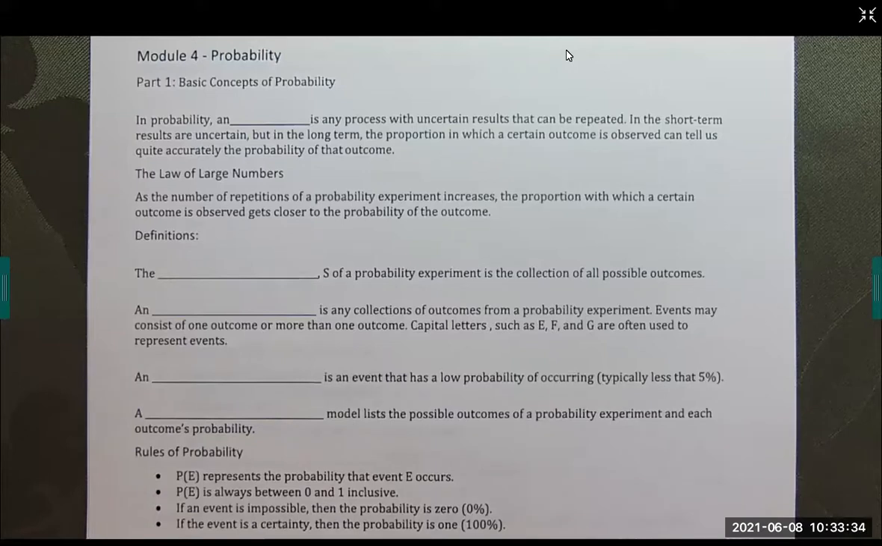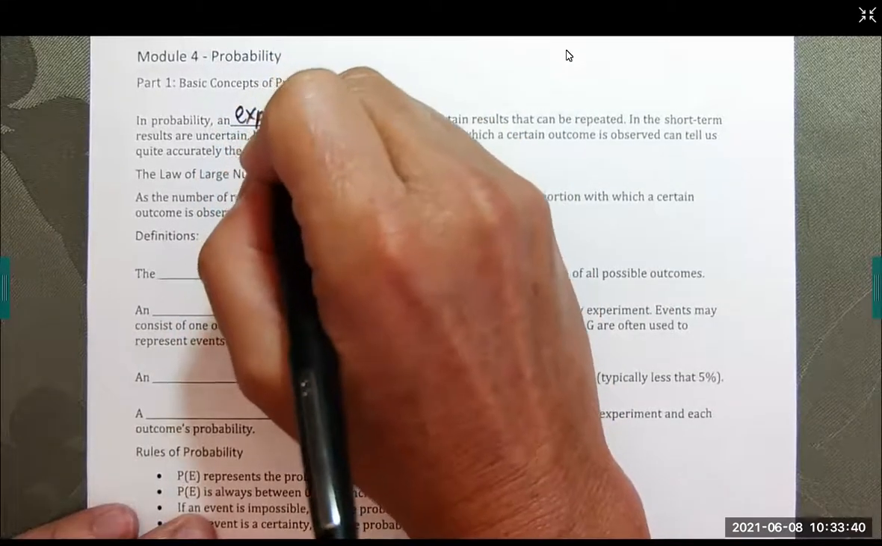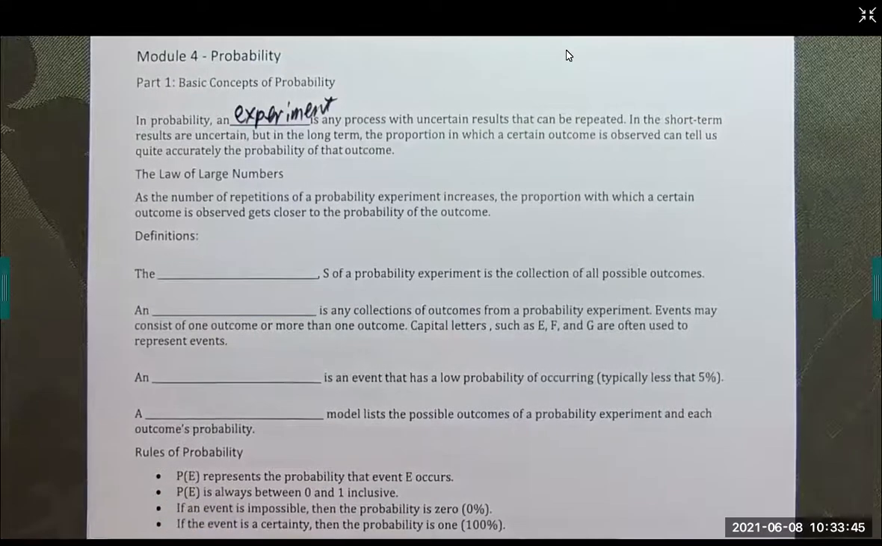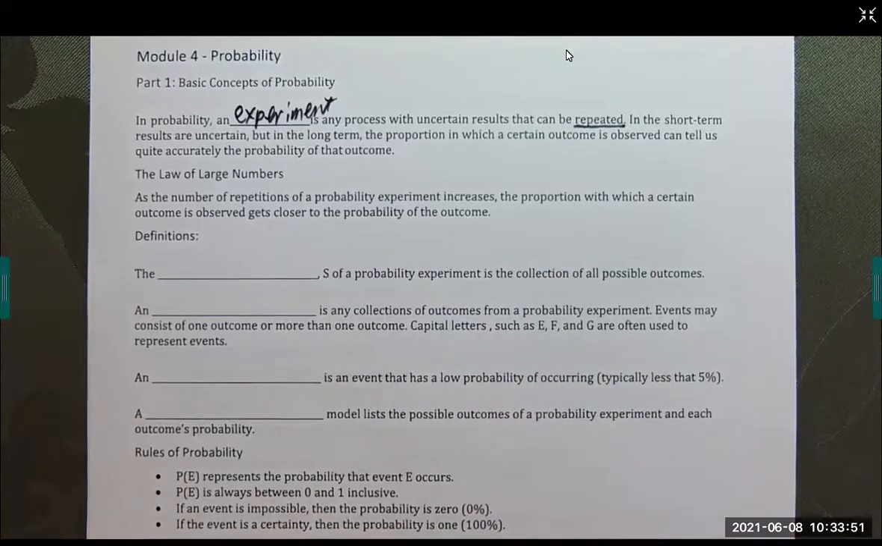The basic concepts of probability. In probability, an experiment is any process with uncertain results that can be repeated. Now that's an important thing: every experiment must be repeatable. If it can't be repeated, then in science, we just disregard it. It never happened. Something was wrong, the equipment was broken, we don't know, we can explore why, but unless it can be repeated, then we don't count it.